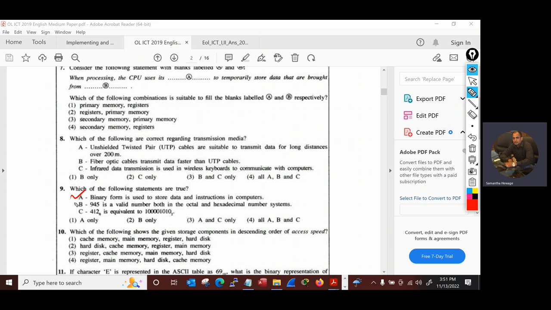Now this is correct and this is wrong. You can check the answer very easily, because A only, B only. No, B should be wrong. Then A, B, C, that should also not be right. Now we have only one to check. 4128 is equivalent to 412.